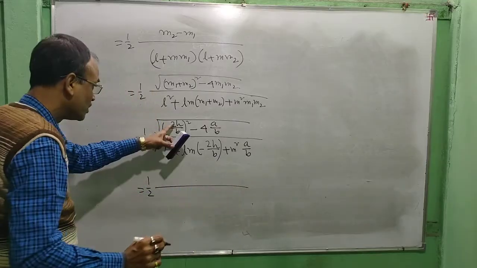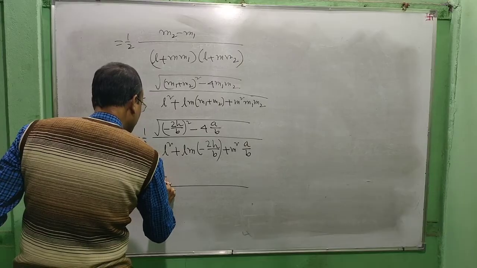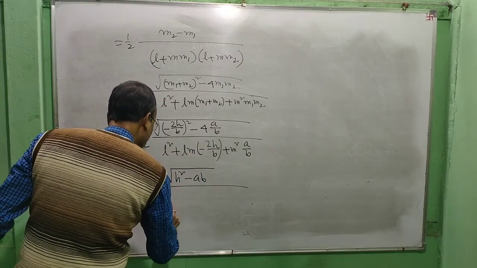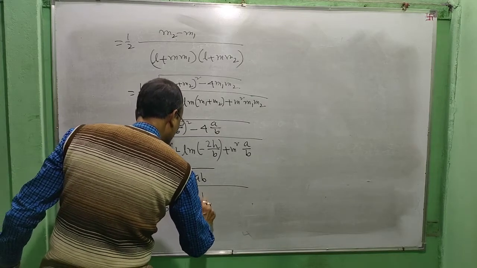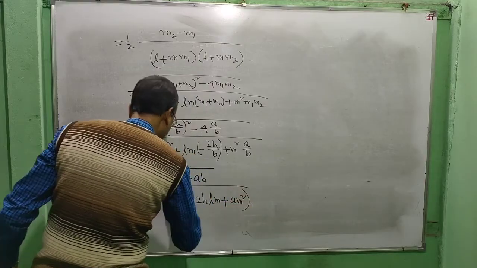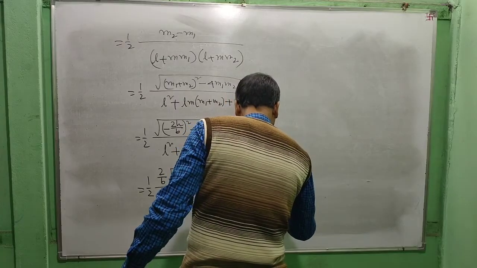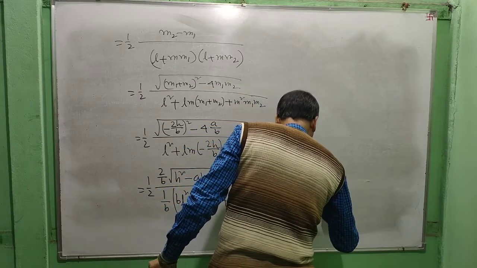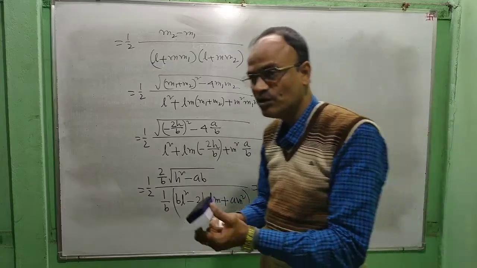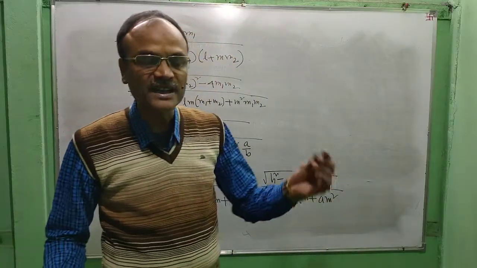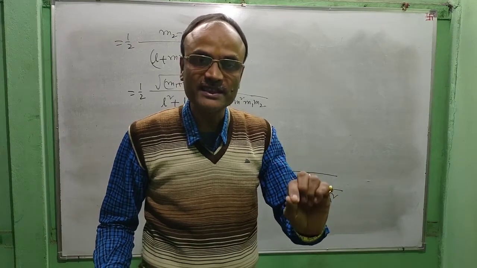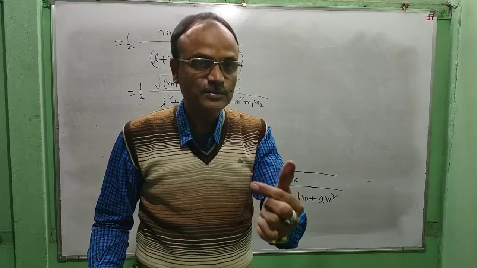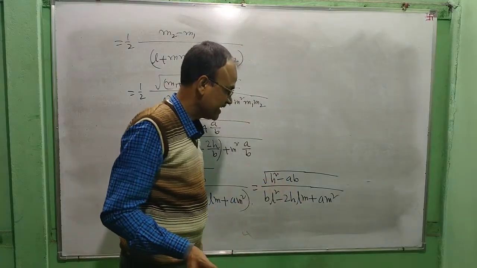This is equal to 1 by 2. From this, 2 can be taken outside. Here you may write h square minus ab, and here also 1 by b, times b n square minus twice h lm plus a m square. b, b cancel, 2 cancel. This is equal to root over h square minus ab divided by b n square minus twice h lm plus a m square. This is the area of the triangle formed by the straight lines represented by ax square plus twice hxy plus by square equal to 0, and the third line lx plus my equal to 1. This is the required area of the triangle OAB.